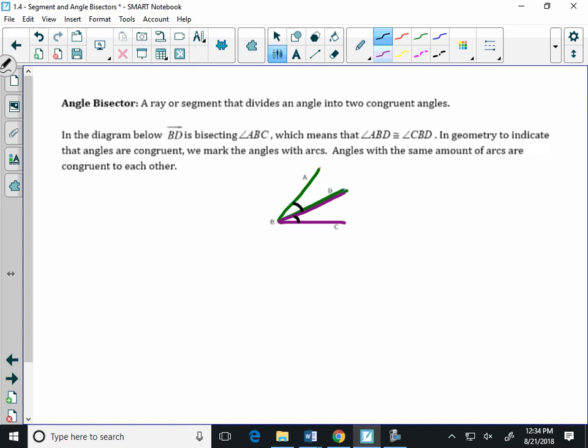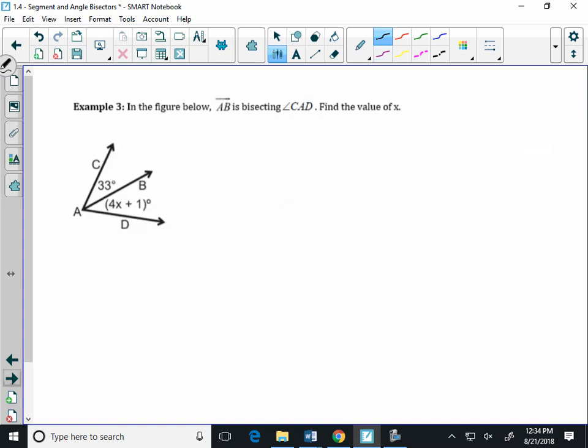Same thing with segments. If angles have the same amount of arcs, they're the same. If they have a different amount of arcs, then they're different. So the same concept still applies for angle bisectors. Okay? We take a look at this example. It's saying that AB is bisecting CAD. So AB is cutting this big angle in half.